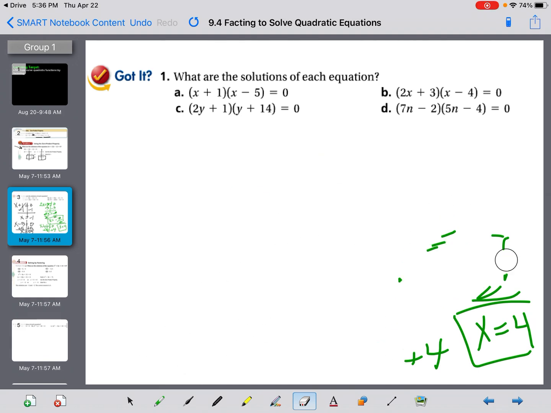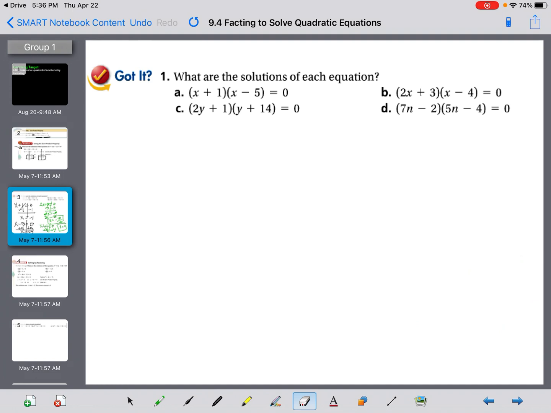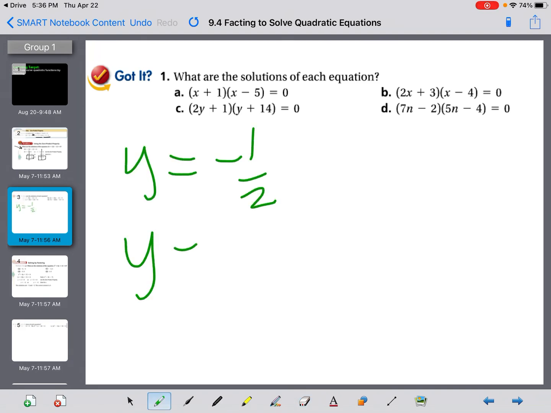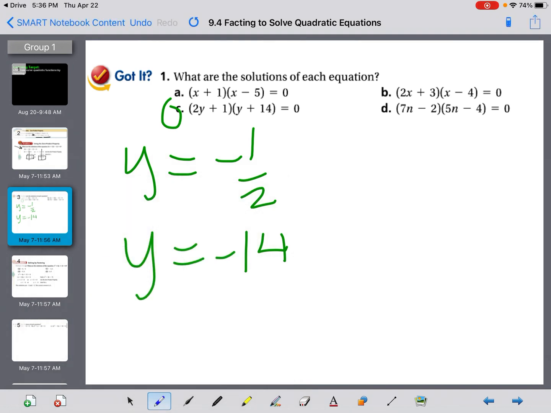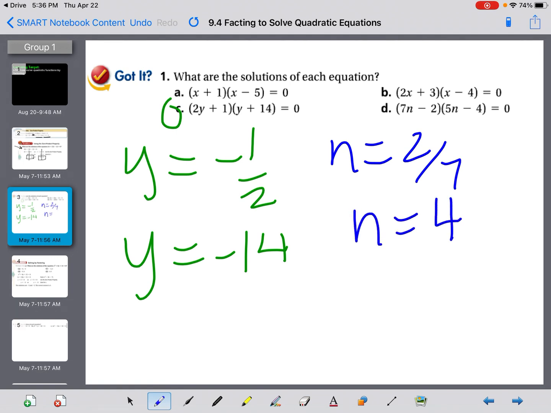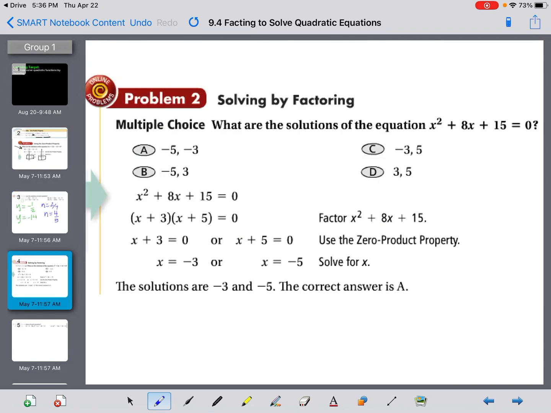All right, welcome back. Hopefully you solved both C and D. Letter C, you should have gotten y is equal to negative 1/2, or y is equal to negative 1/4. And for D, you should have gotten that n is equal to 2/7, or n is equal to 4/5. Perfect.